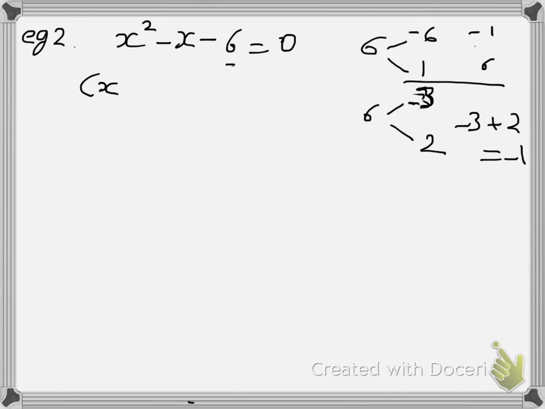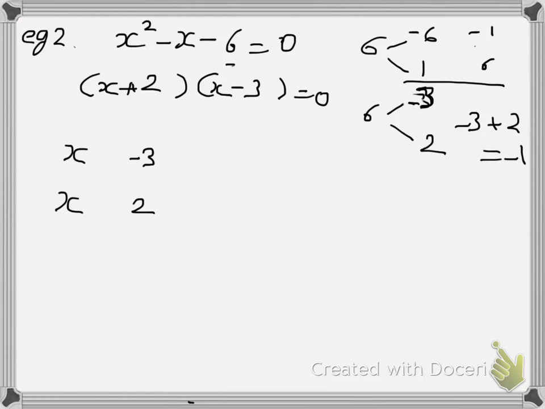So I can write x plus something and the other x again something equal to 0. So the two factors are x plus 2 and x minus 3 equal to 0. And the other way which I was telling you, you can again write x and x, and for the negative 6 you can write negative 3 and 2 and then just try cross product. You do negative 3x plus 2x, so you get negative x. Okay, so that's how you get it.